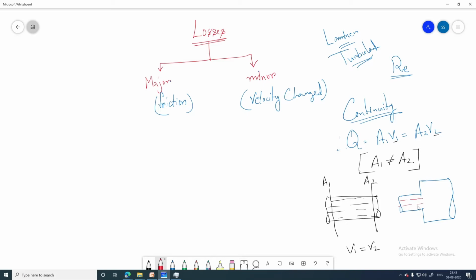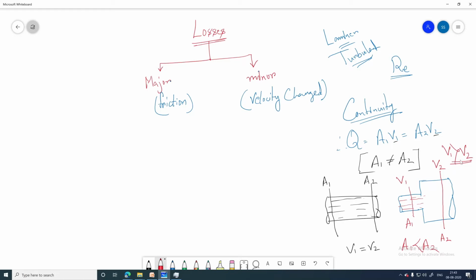So the fluid is flowing like this. Now in this particular section, suppose this is A1, and in this particular section, suppose this is A2. So definitely A1 is less than A2, right? So definitely the velocity over here, if it is V1 and if it is V2, then V1 is greater than V2. So in these cases the velocity changed, right?